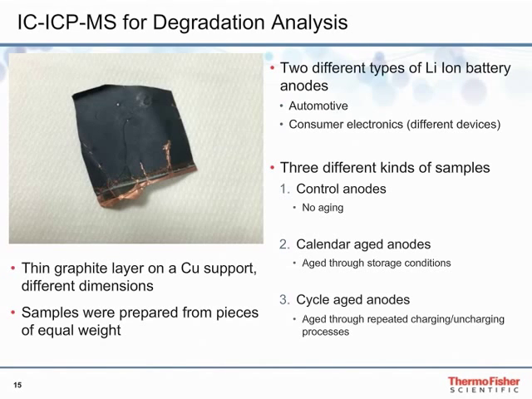This picture shows you what a typical sample looked like. As seen here, the sample consisted of a thin graphite layer on a copper foil support. The dimensions of each sample differed due to the different applications of each cell, but the basic design was similar for all cells. For sample preparation, pieces with more or less equal weight were cut and prepared as shown in subsequent slides.